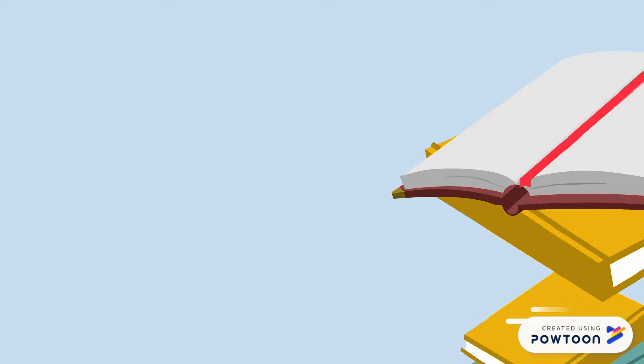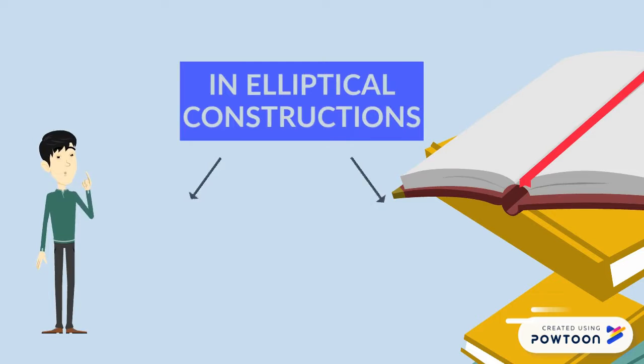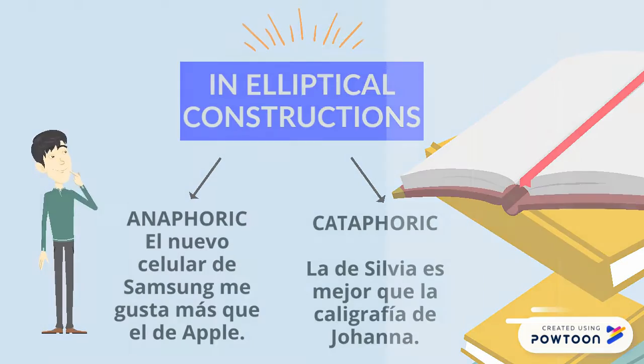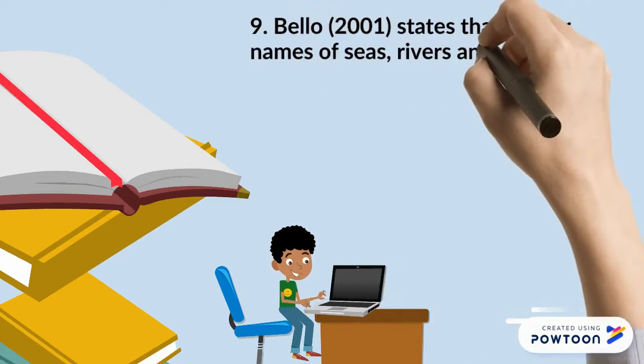In elliptical constructions, anaphoric, for example, el nuevo celular de Samsung me gusta más que el de Apple. Or cataphoric, la de Silvia es mejor que la caligrafía de Joanna. Here we have another usage according to Bello.